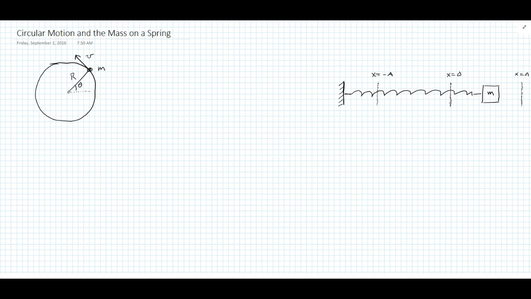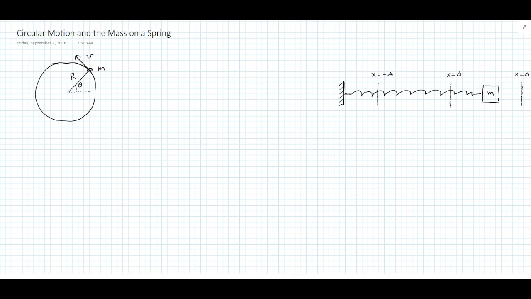Alright, so this video is going to show how we get the motion for a mass on a spring from the motion of a mass around a circle that is undergoing uniform circular motion. So I have the system that is the mass on a spring drawn here on the right. That's what we're looking for the motion of. And I have a mass that's traveling around a circle uniformly. That's what we're going to use to find the motion of the mass on the spring.